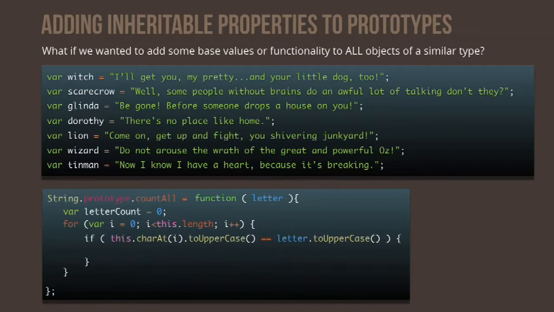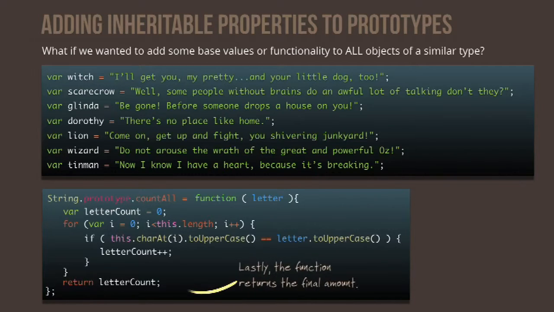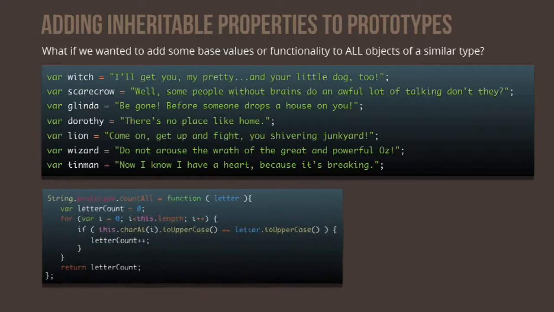So if we have a match, then inside that conditional we should adjust our letter count to say, yes, we have found one of the letters we're looking for. At the end of our function, we'll just return the amount of letters that we found. Great, we've added a function to the string prototype that all strings everywhere should now be able to access.